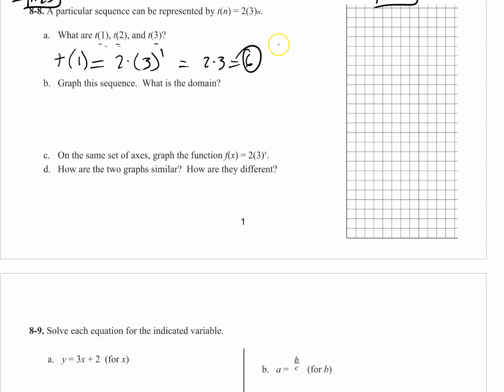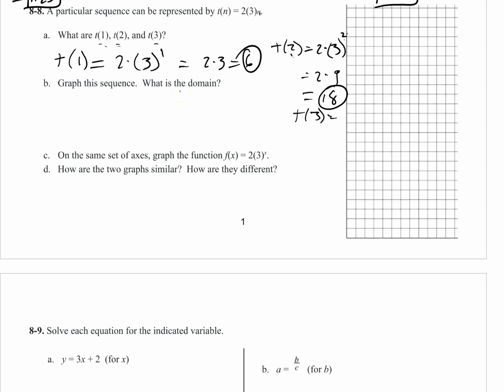To find T2, you do the same thing. T2 is equal to 2 times 3, and then replace n with 2, because it's the second term. So that number goes in for n. 3 squared is 9, so this is just 2 times 9, which is 18. Don't forget to find T3.